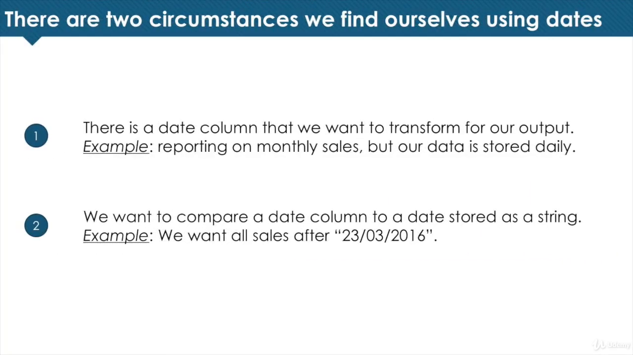The first use case is when there is a date column in the database we want to transform. For example, say we want to look at monthly sales history, but the data is stored at the daily grain. Therefore, we would need to aggregate accordingly. The second use case is when we want to compare a date stored in our database to a date we have in mind. This is typically used as a filter in our where statement. For example, say we want to look for all sales after the 23rd of March.